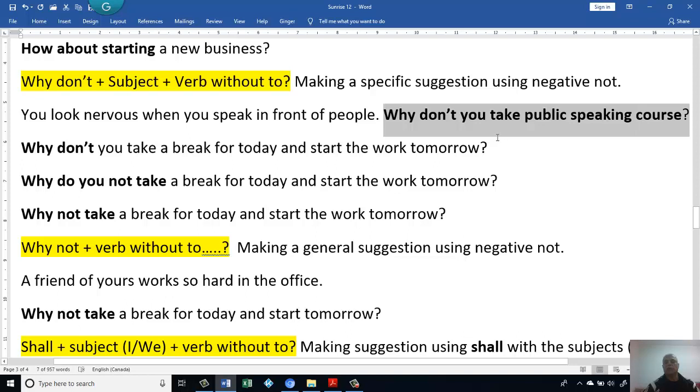Then we make a suggestion. Why don't you take a public speaking course? Same thing here, we could delete this. We say, why not taking public speaking courses? Sometimes the meaning is changed.